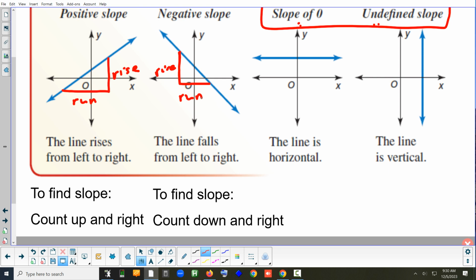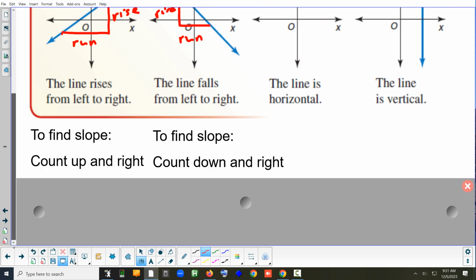When I measure slope, I always go to the right, always. The only difference is sometimes I go to the right and up, or I go right and down. But I always go right. You can count the other way. You could count it as left and up, but I prefer right and down. That's the way I do it. Okay, so any questions on the different kinds of slope? All right, let's try a couple examples.